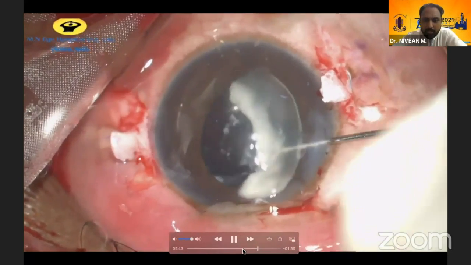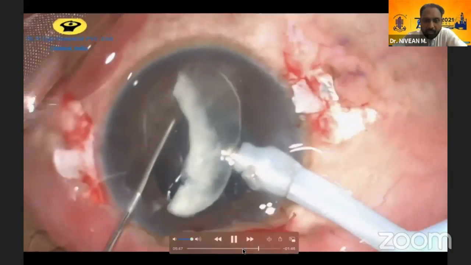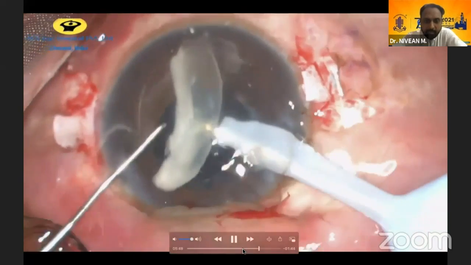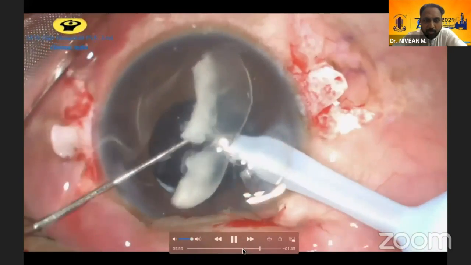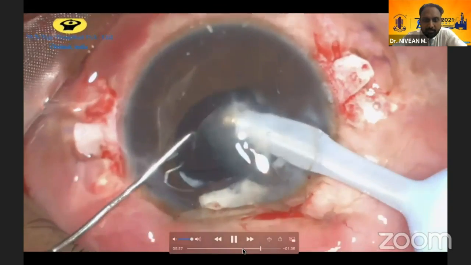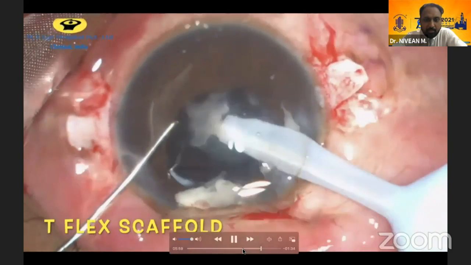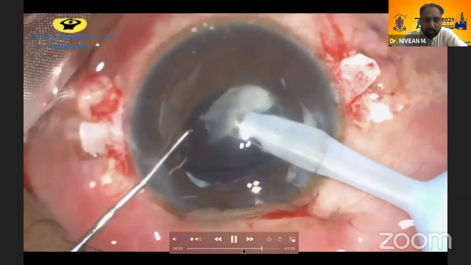So, bringing it into the anterior chamber and using the IOL scaffold technique here, keeping the T-flex as a scaffold. Sometimes these are very difficult to remove, so I prefer to do phaco to remove these pieces, because it is relatively harder than how it seems to look. You can see the nucleus pieces and the Soemmering ring being removed.